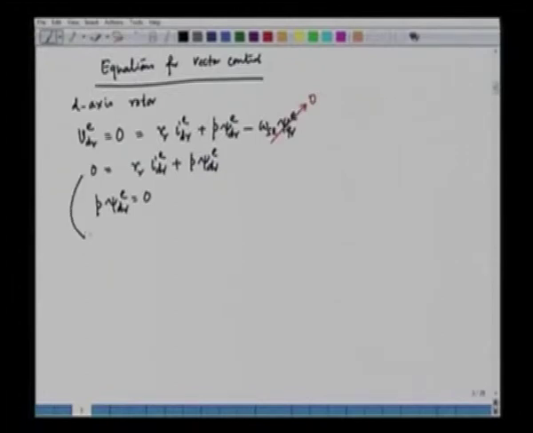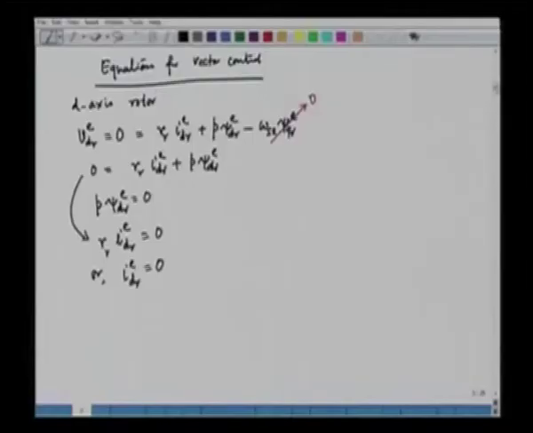And from this equation, what we obtain here is that RR IDR equal to 0, or IDR is equal to 0. So, it means there is no d axis rotor current. So, as if the d axis rotor winding is absent, or that winding is not having any effect on the machine performance. So, this is the first equation of the vector control, that in the d axis we have IDR equal to 0. So, this we can say as number 1.